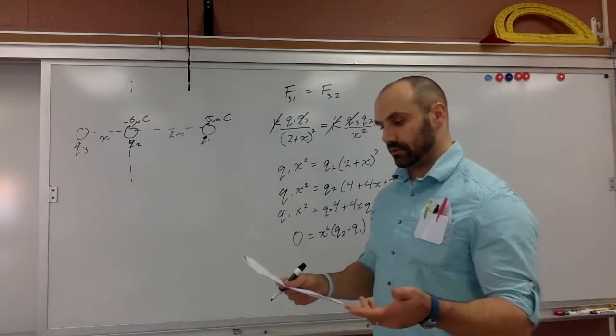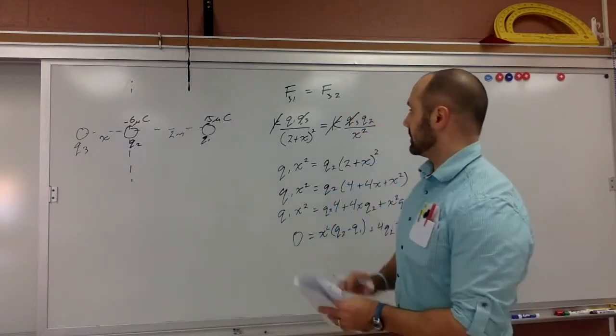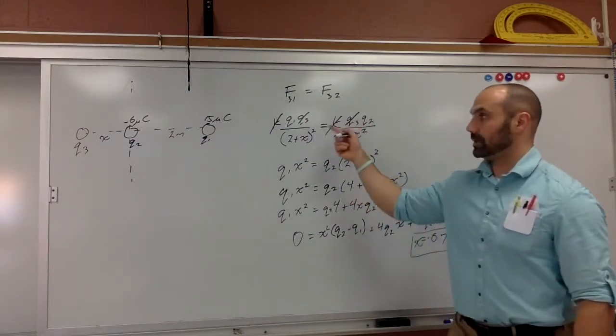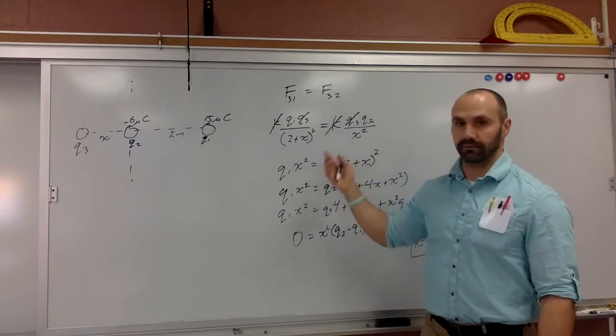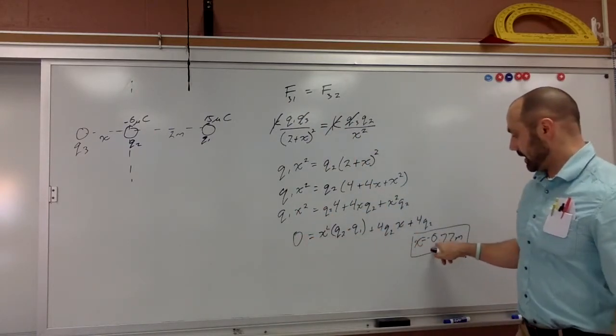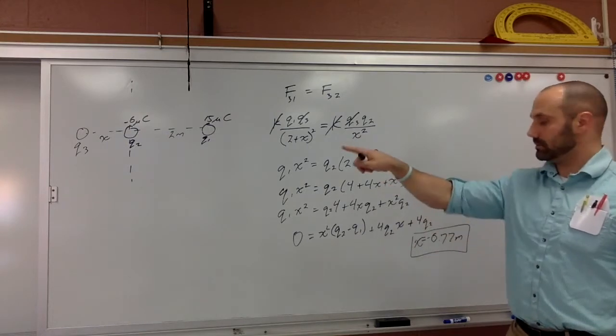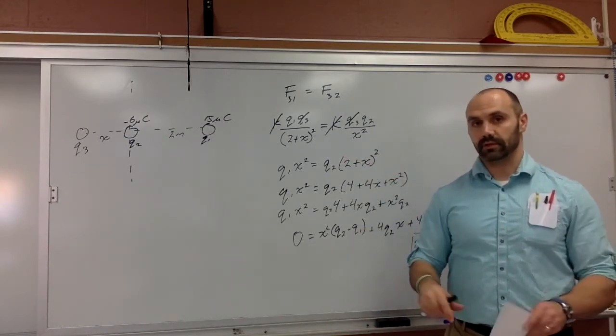And then the next question, what about for a positive charge? Same thing. Notice it doesn't matter what we put in here for Q3. It cancels out when we start trying to solve for x. So A and B, same answer. You place any charge at negative 0.77 meters, and the net force on that charge will be 0.